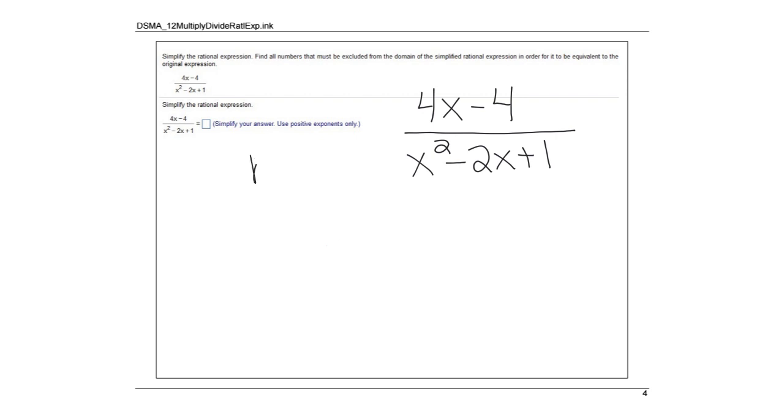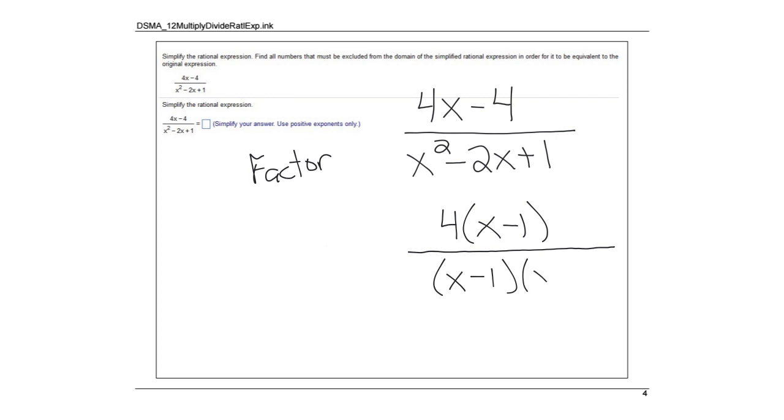So the first thing we're going to do is factor. We're going to factor everything that we can. So in the numerator, we can pull out a greatest common factor of 4. In the denominator, we can factor. It's a trinomial, so I need factors of positive 1 that sum to negative 2. And so that's going to give me x minus 1 and x minus 1. Okay, now before I simplify, I have to check for exclusions or restrictions, whatever you want to call them.